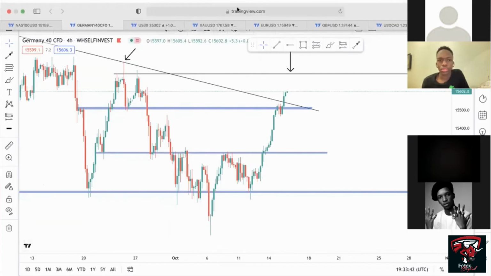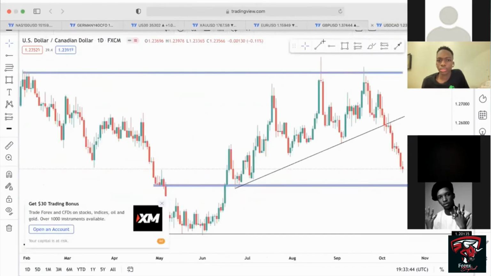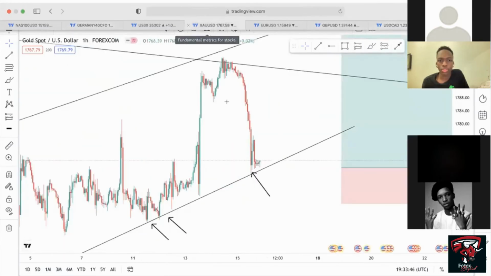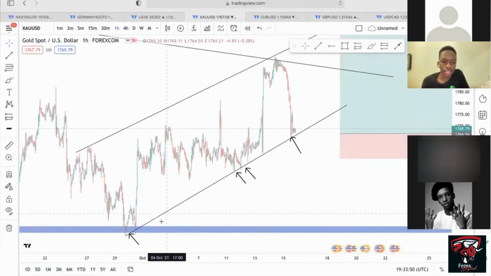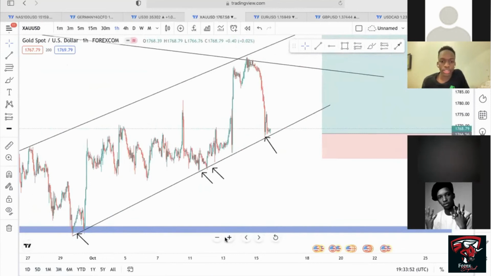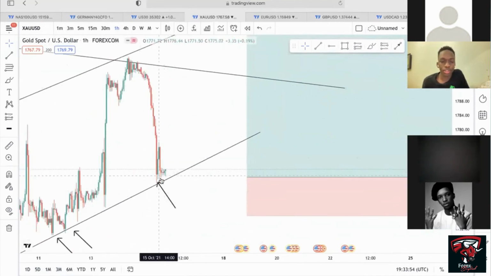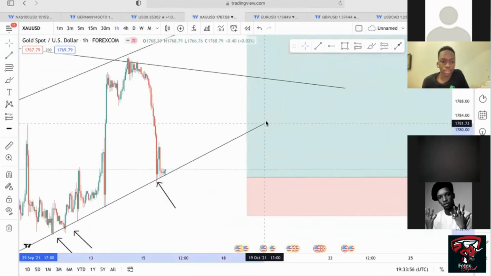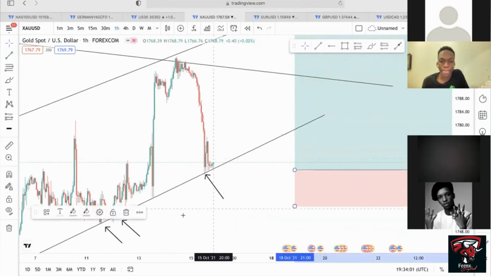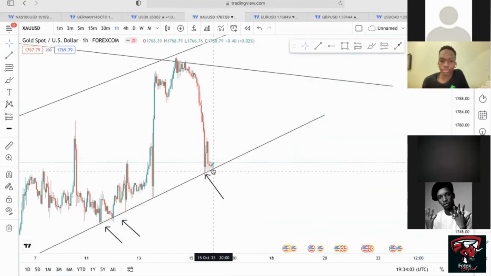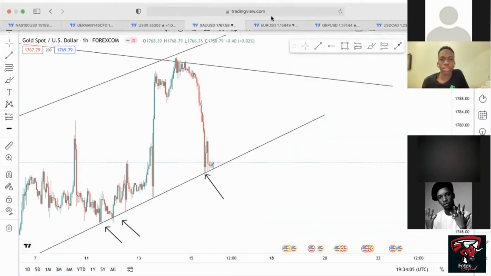Let me see. Okay, that was gold. So as I was saying, I'm gonna enter gold. Guys, gold is valid for buys. You can see that this bearish movement, the sell, has come to an end. You can buy gold big time. So I am expecting buys on gold.